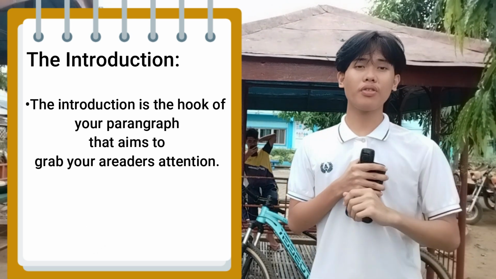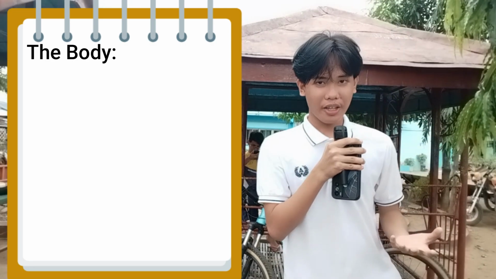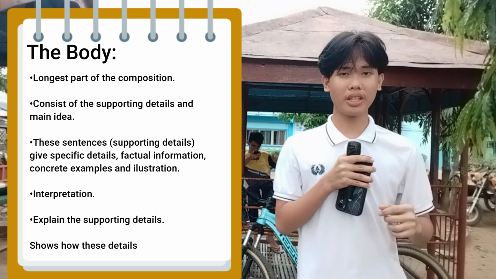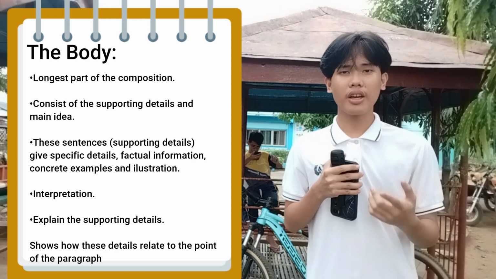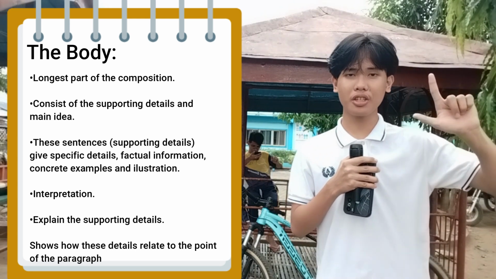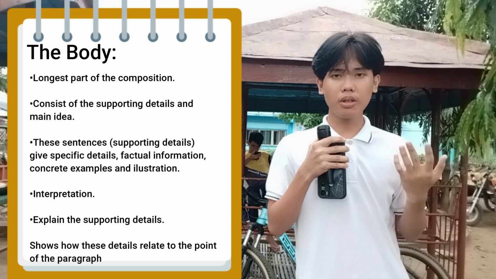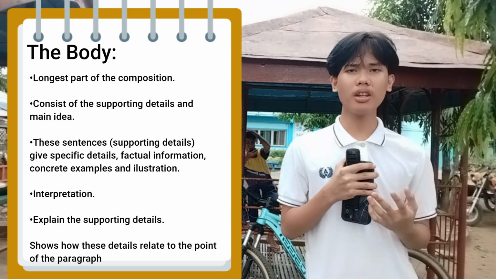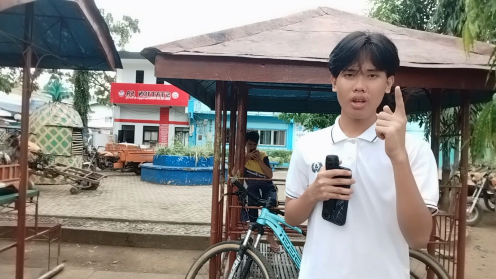Next, we have the body. It is the longest part of the composition as it consists of the supporting details and main idea. These sentences, or the supporting details, give specific details, factual information, concrete examples, and illustrations. It also gives the interpretation, explains the supporting details, and shows how these details relate to the point of the paragraph. Now, let's move to the final part, which is the conclusion.